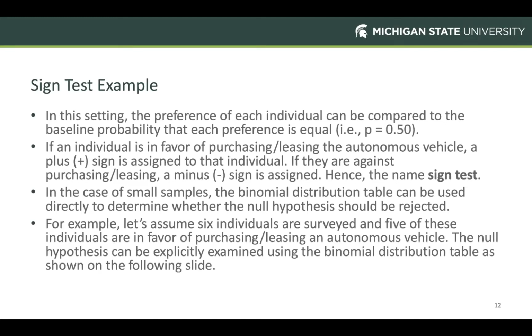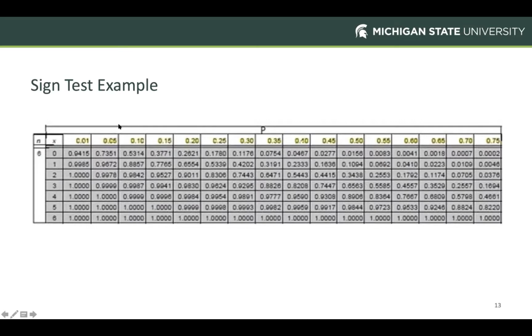So to start nice and simple, let's assume that 6 individuals are surveyed and 5 of these individuals have indicated they're in favor of purchasing or leasing an AV. We can then basically go directly to that binomial distribution table as shown here on the following slide. So we've got a sample of 6 observations here. We have the cumulative probabilities of observing 0 up to 6 successes here respectively.